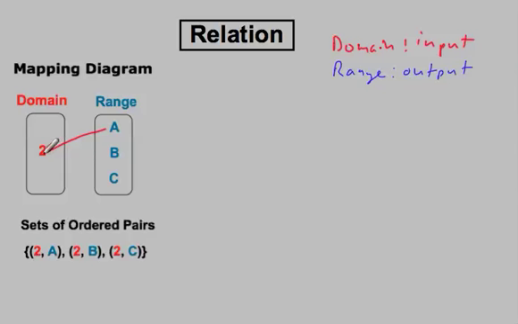So if I start at 2, I can end up at A. And if I start at 2, I can also end up at B. And if I start at 2, I can also end up at C. So there's a relation between the domain and the range. When I start at 2, I could exit at A, I could exit at B, I could exit at C.